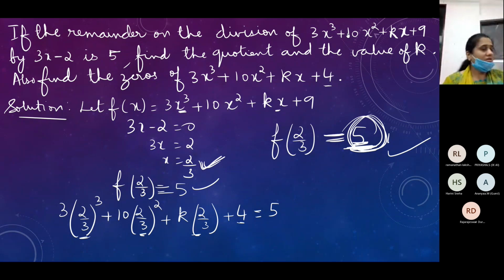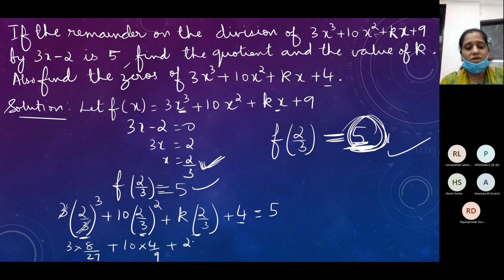Okay, I'll show the steps. What's the value of k? Minus 14. Is k minus 14? Yes, ma'am, minus 14. See, children, you cannot cancel 3 like this. This 3 and 3 cannot be cancelled. It's 3 into 8 by 27 plus 10 into 4 by 9 plus 2k by 3. And then when you bring 5 to the side, minus 1 is equal to 0.